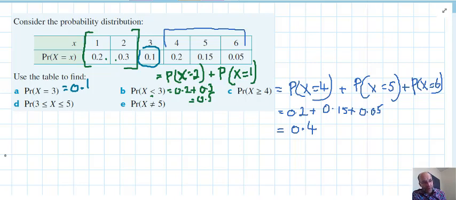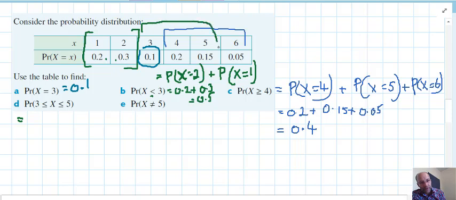Next one here, the probability 3 is less than or equal to x, which is less than or equal to 5. So that includes 3 and 5 and everything in between. So we have in our sum, without writing the notation down just to save some time, you probably should write the notation down for good justification. We've got these here, and we have 0.45.